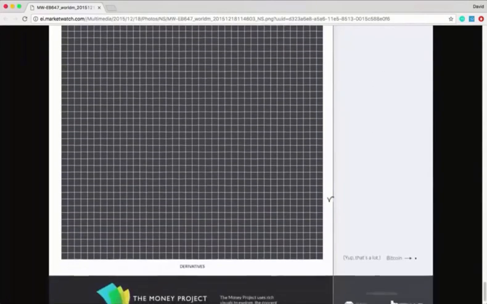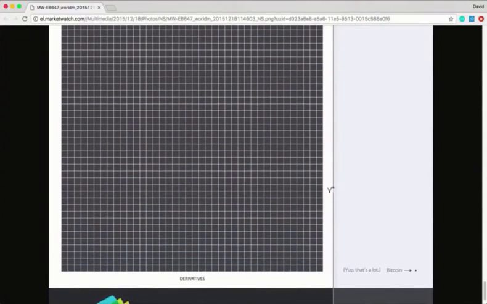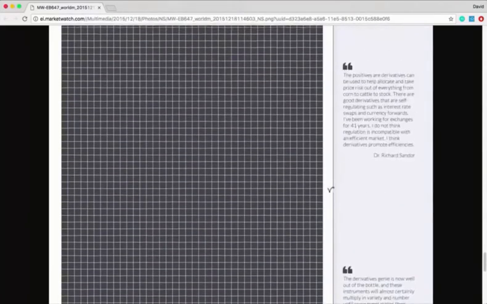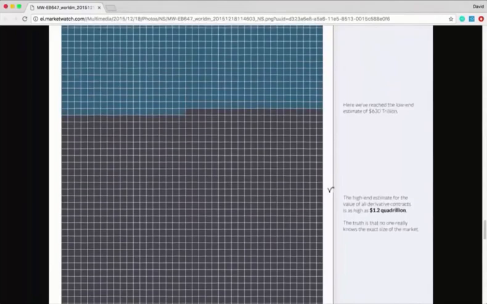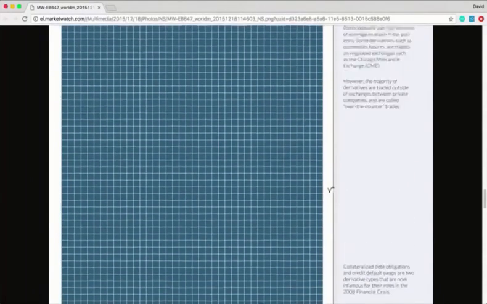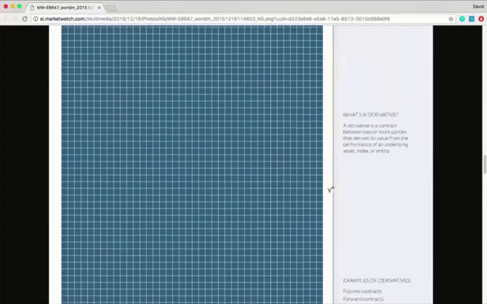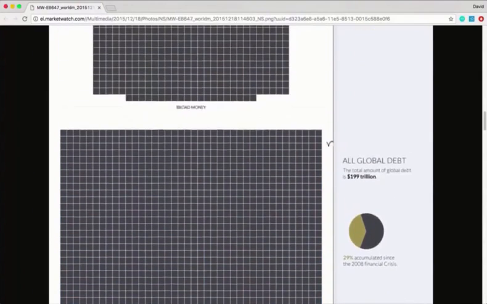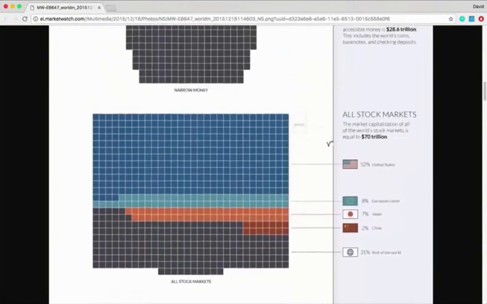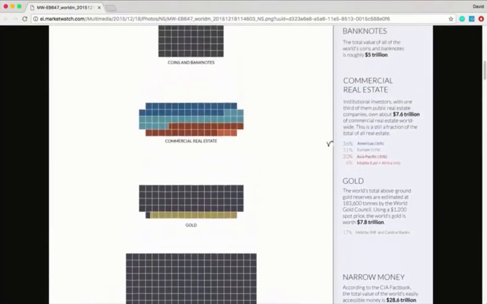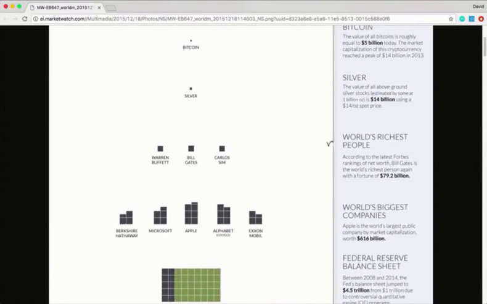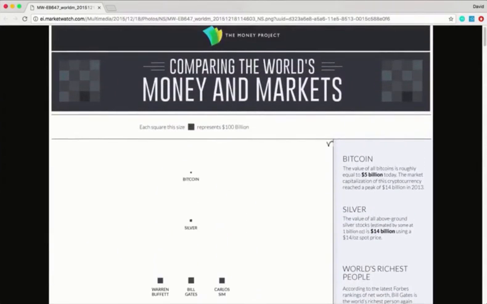Are you noticing that I'm still scrolling and we have not finished with derivatives? I'm going to scroll back up. This is the end of the infographic. We're going back up. We're looking at derivatives. I'm still scrolling up. This is all derivatives. We're done with derivatives. Now we're getting into debt. Then broad money, all stock markets, narrow money, gold, commercial real estate, coins and banknotes, Fed balance sheet, some of the biggest companies in the world, richest people, silver, Bitcoin, 2013.